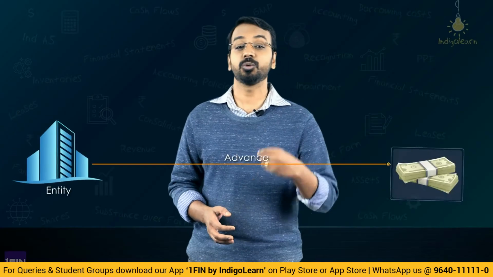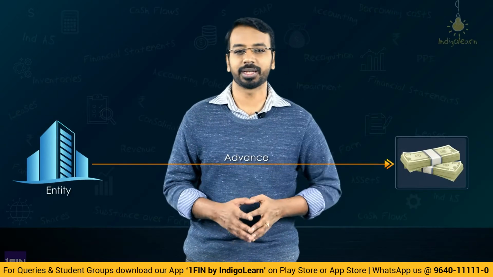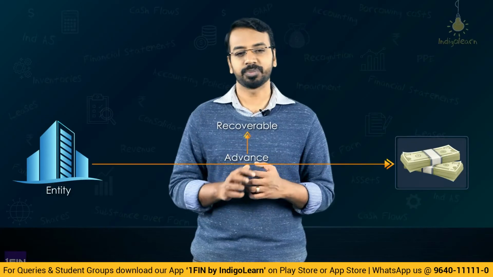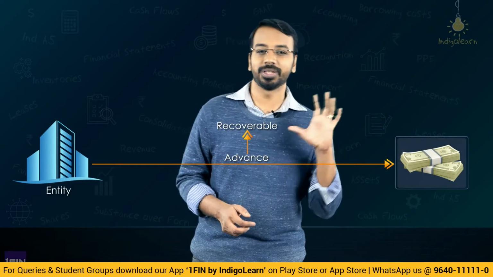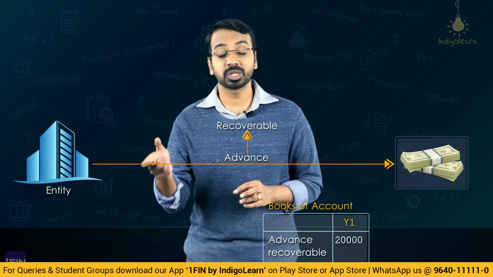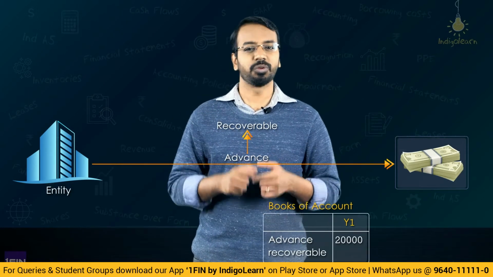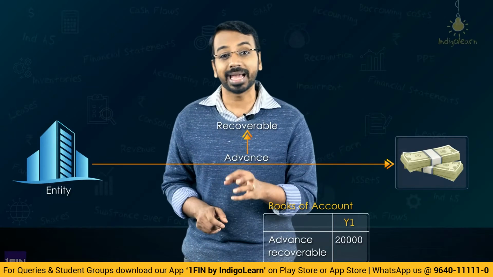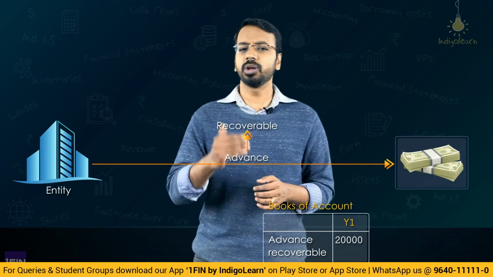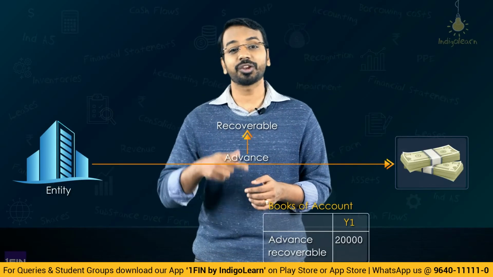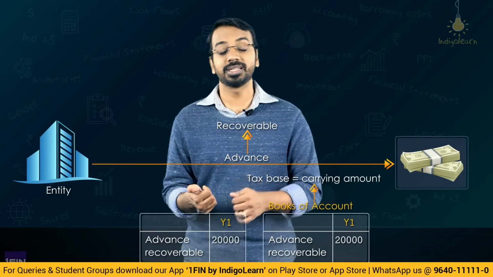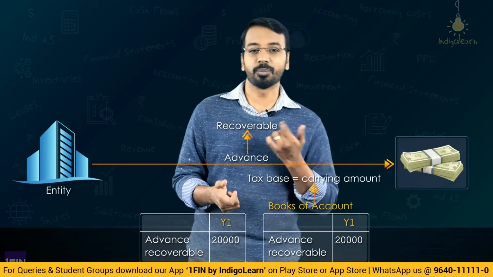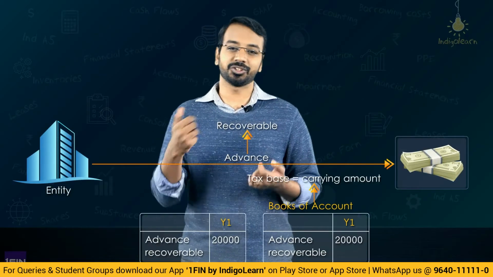Now let's take another example. Let's say there is an advance given by the entity to, let's say, its employees or to some other party. Now this advance is recoverable in the future. Now in the books, what will you say? You will say that there are advances under assets, and let us say the amount is 20,000. Now as far as the taxation of this is concerned, when you recover the advances of 20,000, will there be any tax impact? Will you be taxing this advance which is recovered in the future? You will not be taxing it, right? So because the economic benefits in the way of recovery of advances are not taxable, the tax base is equal to the carrying amount, that is 20,000 in the books and 20,000 for the purpose of taxation as well.